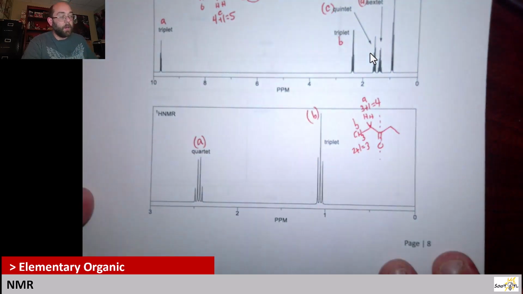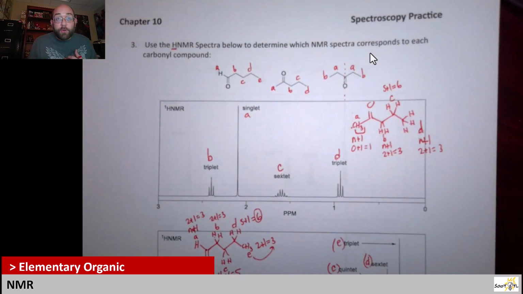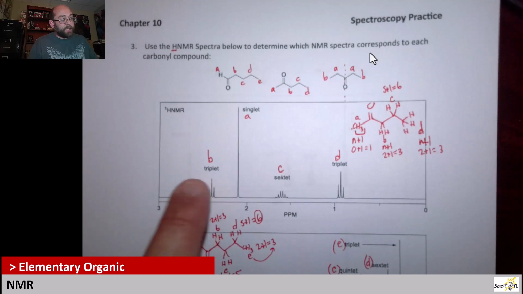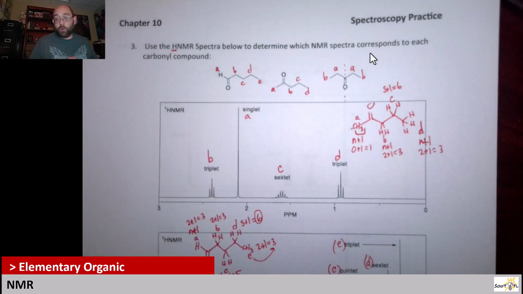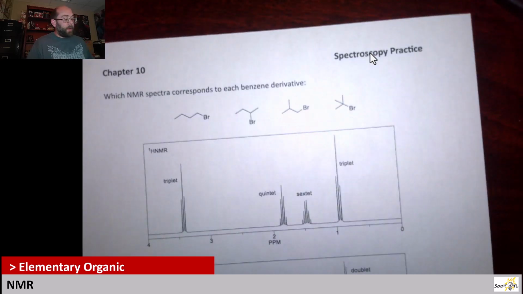So yeah, you can use both of these. Look at the symmetry, count up the number of signals, and that'll help you determine the answer. But if you need to, you can break it apart and understand these triplets, singlets, quartets, quintets, all that good stuff. All right, and I've got one more practice problem here real quick.